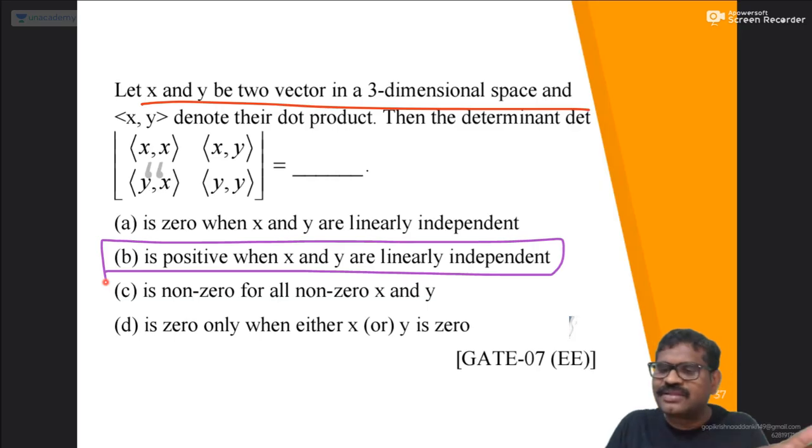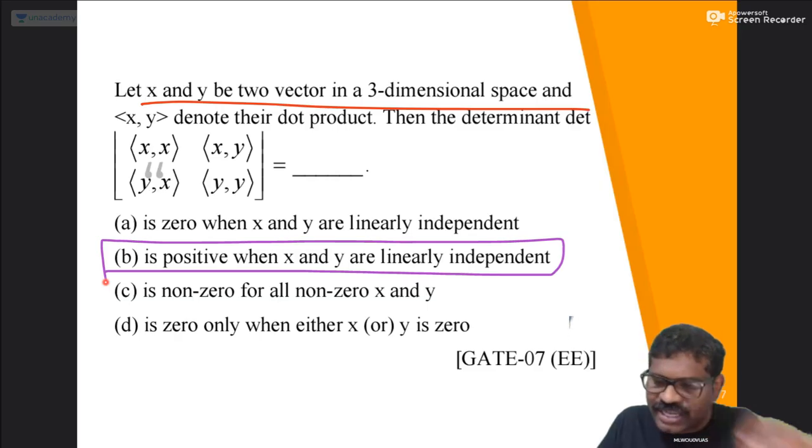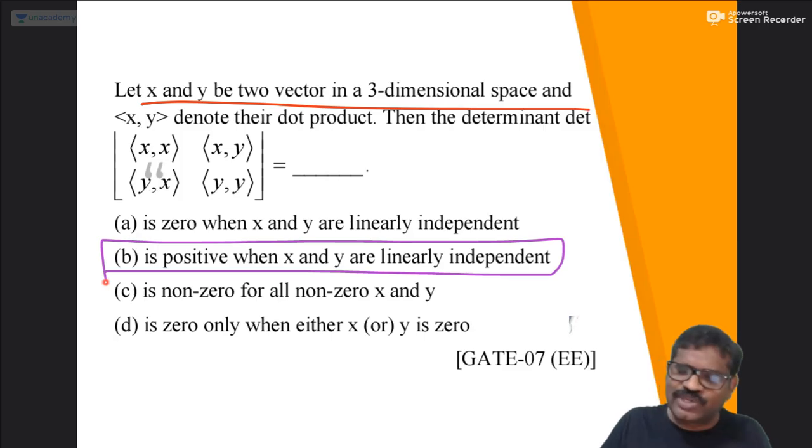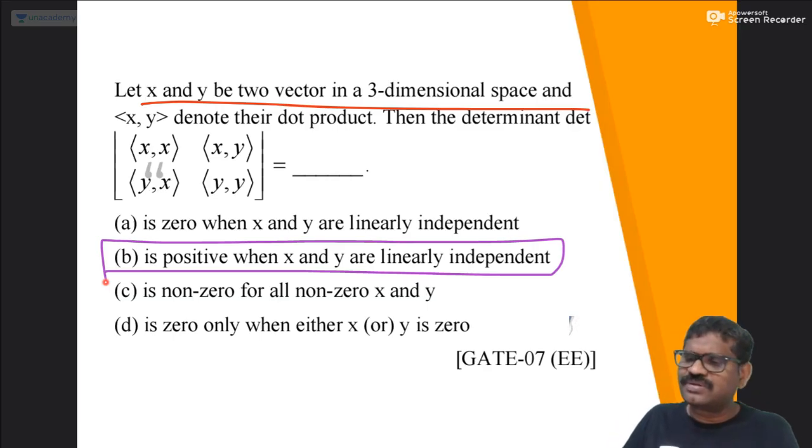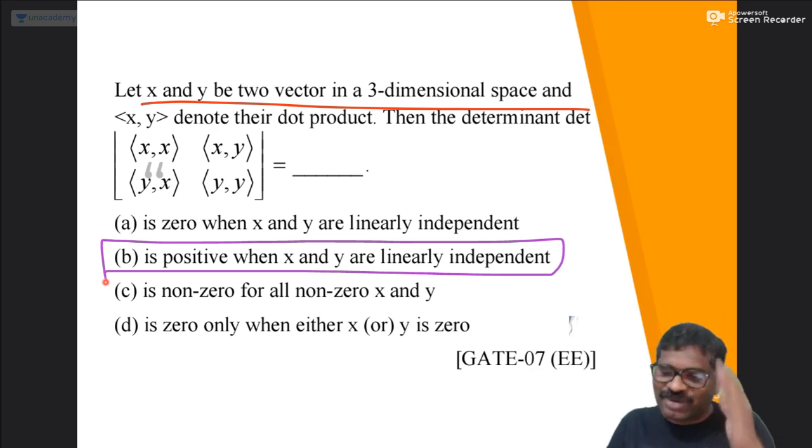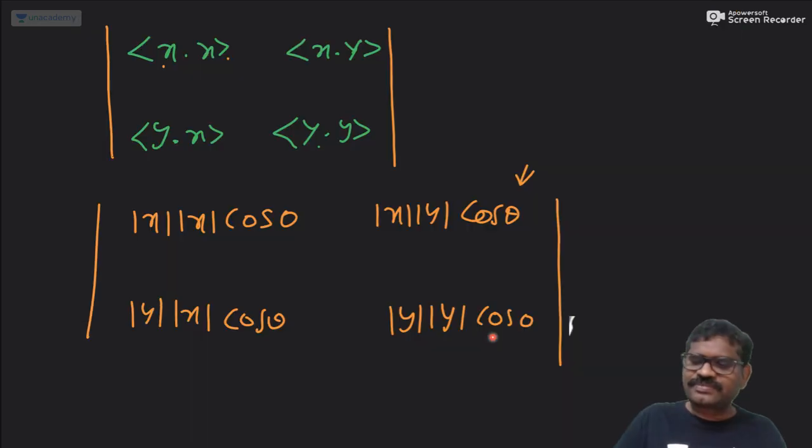It is not option D. Option D is a trap. Our job is not to think about theta. Our job is to analyze, if x and y are two non-zero vectors in a three-dimensional space, whether their inner product combination gives you determinant 0 or non-zero, determinant positive or negative, whether the vectors are independent or not.